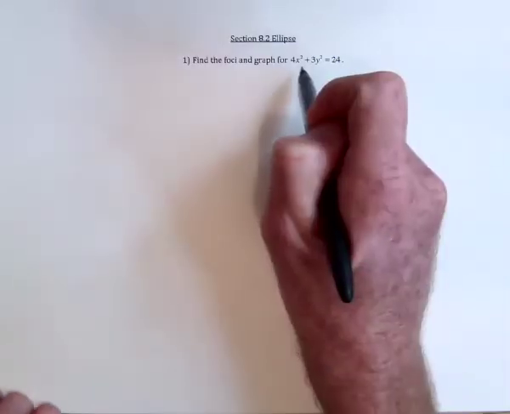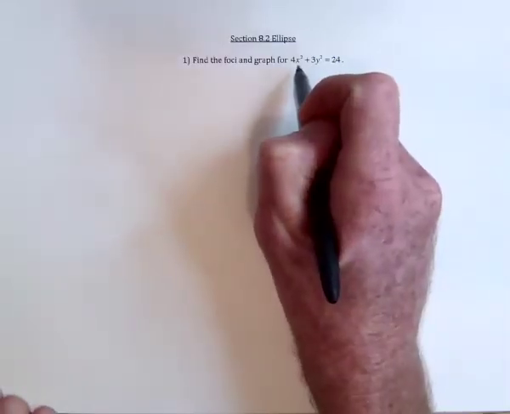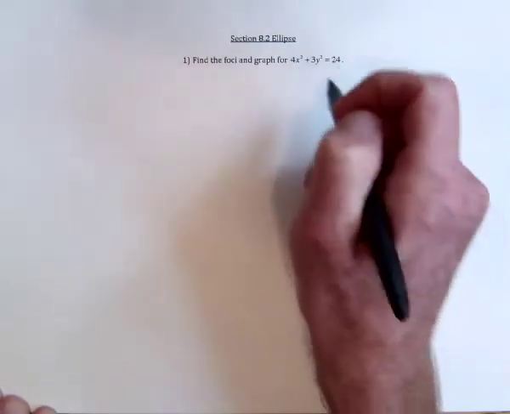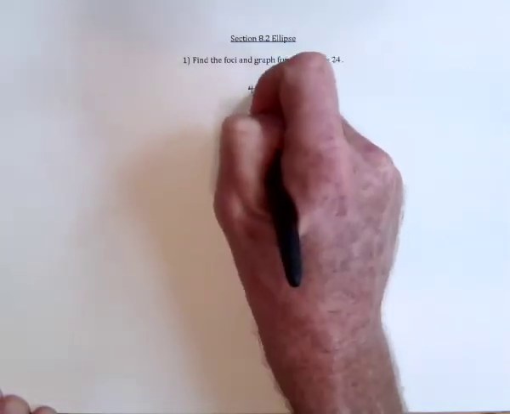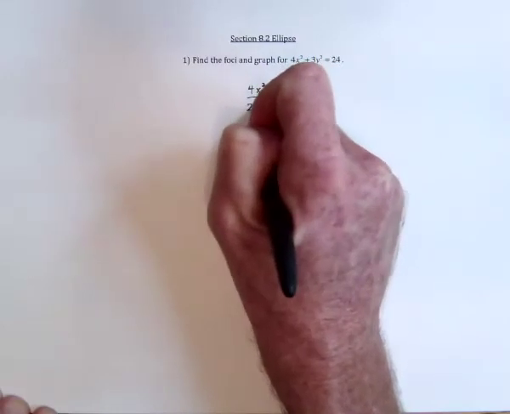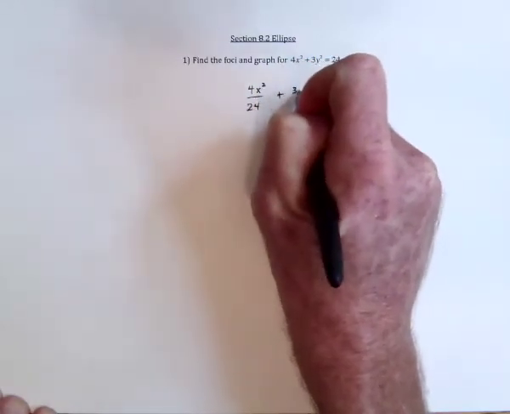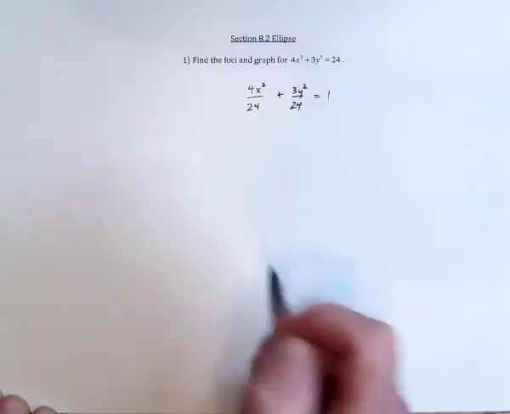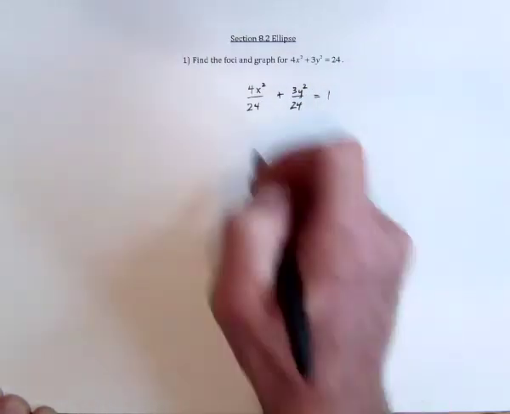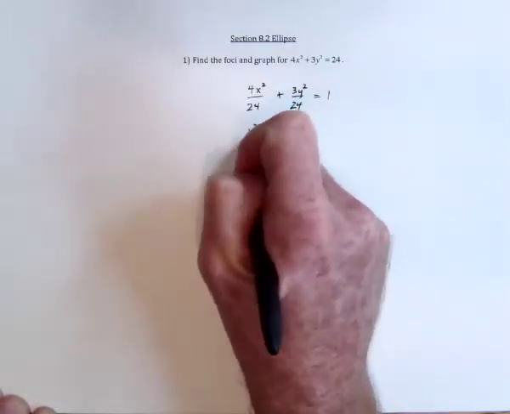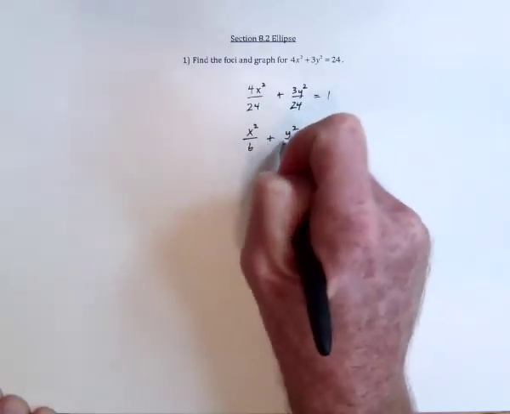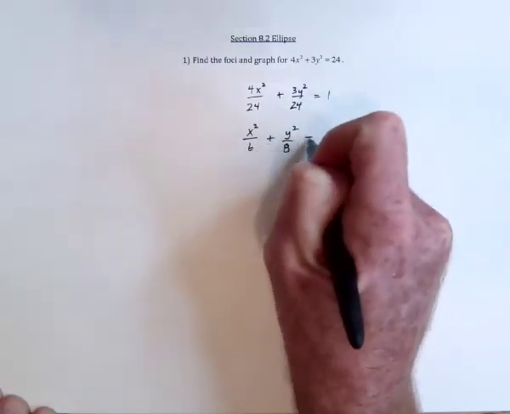The first thing I'm going to do with this equation is write it in standard form for an ellipse. So it needs to be set equal to 1. So divide both sides by 24. So x squared over 4 gets divided by 24, and 3y squared gets divided by 24, and now it's equal to 1. As well as I need to reduce. So this is going to be x squared over 6 and y squared over 8.